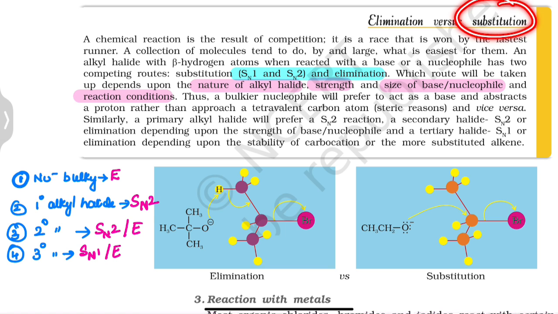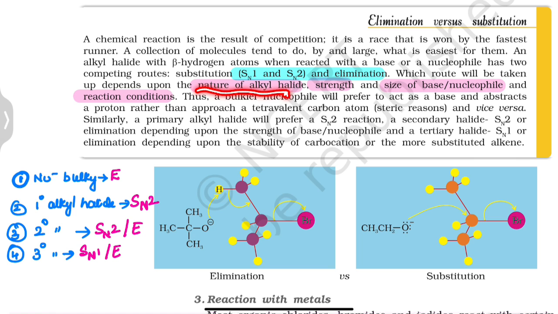Now we have seen substitution reaction. Haloalkanes can undergo substitution reaction as well as elimination reaction. When they will undergo elimination and substitution reaction depends upon many factors, that is, the type of nucleophile, the type of base, and also the reaction conditions. Here they have given in the textbook, make a note of this, it depends upon the nature of the alkyl halide.